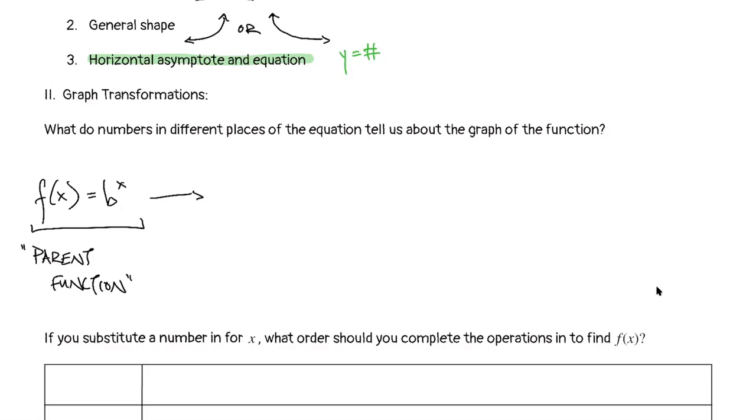So the graph transformation form looks a little bit more complicated, okay? It looks like this. f of x equals capital A, lowercase b, in the exponent, we're going to have a capital B, parentheses, x minus capital C. And then back down on the regular line, we're going to have a plus d. Okay.